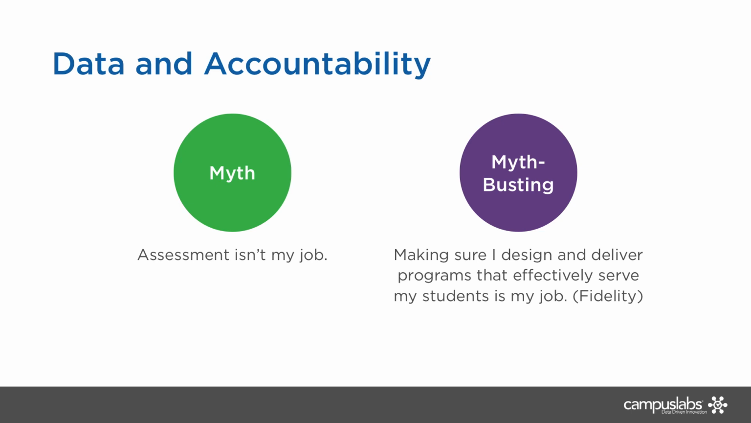This means that you have an integral role to play in making sure that your students get from those programs what you intended for them to gain. Plus, programming staff have direct contact with the students. The programming staff are the ones who have the opportunity to discern whether or not a particular student is getting it, and then they have that opportunity to immediately intervene. I like to say, when I'm talking to staff here, that making sure I design and deliver programs that effectively serve my students is my job. That's based on an ethic of fidelity. I promised you certain outcomes if you participate. Assessment is how I make sure that you got those.